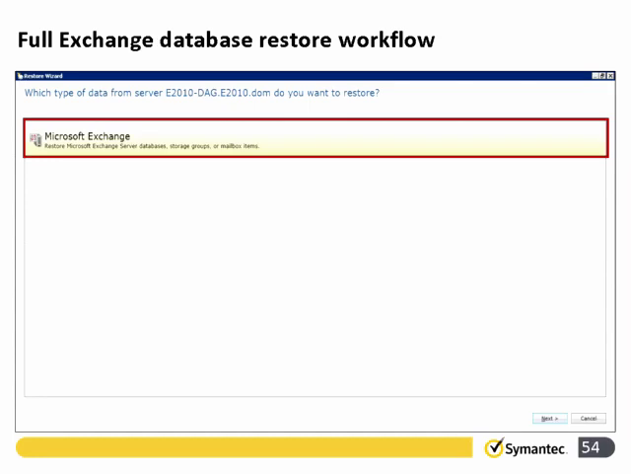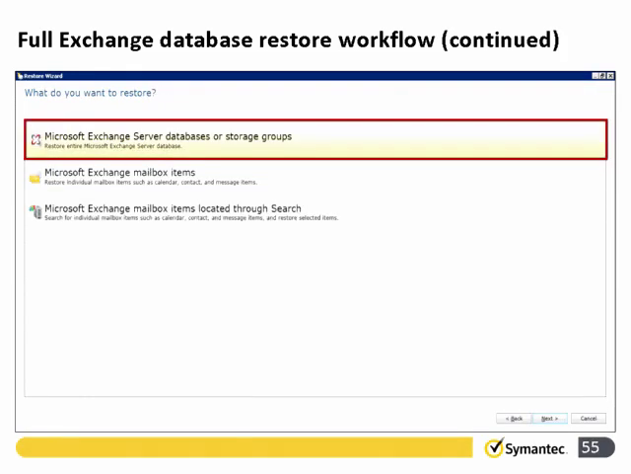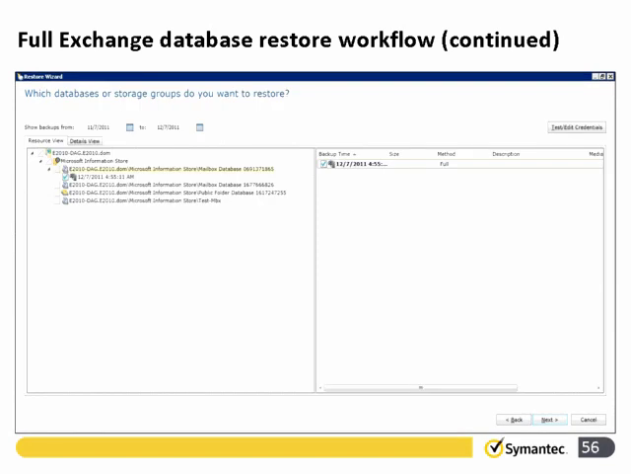So to do a full Exchange database restore, we're going to say that we want to restore Microsoft Exchange and that we're going to restore a database or storage group. You can select from which backup you wish to do the restore, so you can select the point in time that you wish to restore. Normally it will be the most recent.